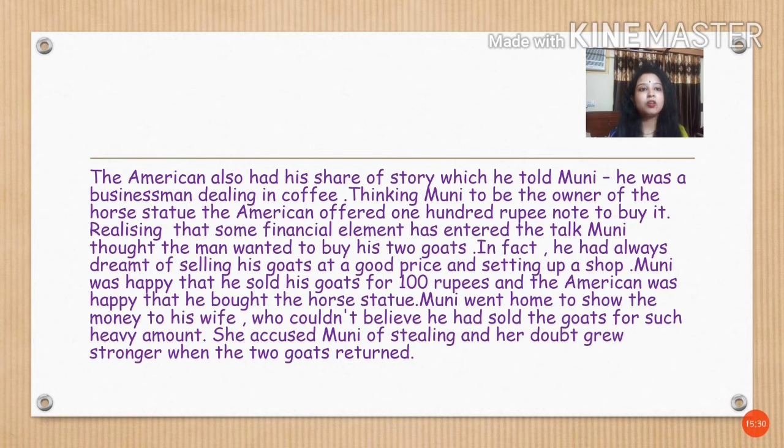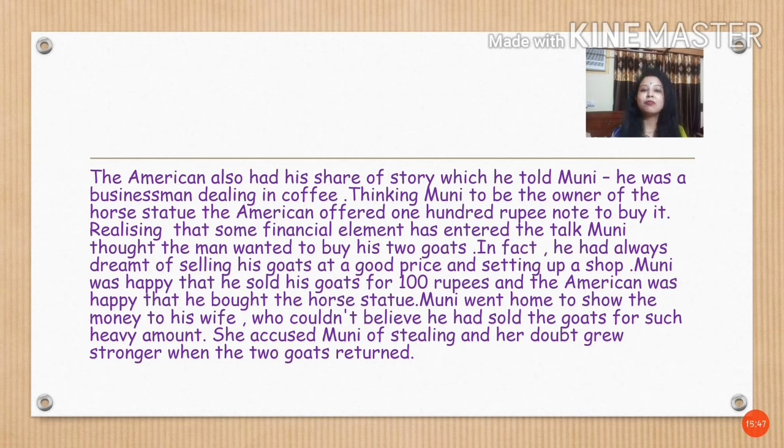Okay, the 100 rupees was too much for them, and she could not believe that Muni had actually sold the 2 goats to get such a heavy amount, and that is why she accused Muni of stealing, and her doubt grew stronger when the 2 goats returned. So what happened at the end of the story?